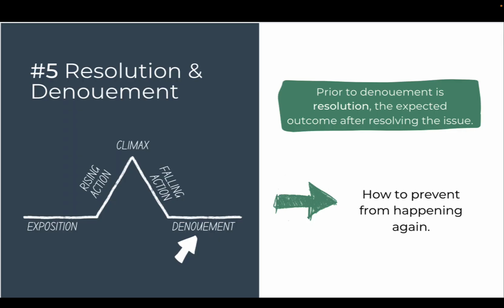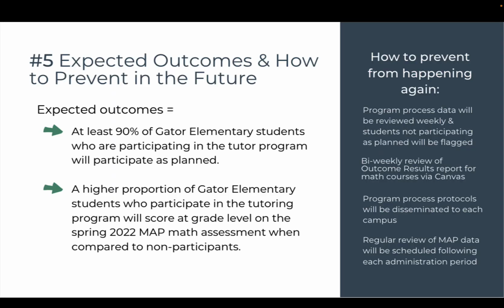The last point in the story is the resolution, the expected outcome after resolving the issue in the denouement, when the final strands of the plot are drawn together and all issues are resolved. Presented here is an example slide presenting the story resolution and denouement. In this example, we again only include text, highlighting the expected outcomes and how the team will prevent this from happening again.